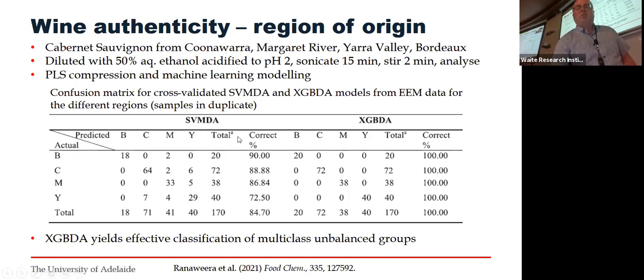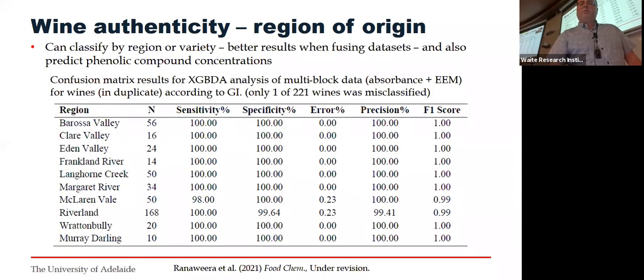So support vector machine, that's one type of machine learning, and you can see the accuracy there. Forget about that. Let's go with XGBDA and let's look at 100%, and you don't get any better than that, right? So this is nearly 90 wines and 100% accuracy for each of those regions, even with a small sample set like from Bordeaux. So that's enthused us greatly.